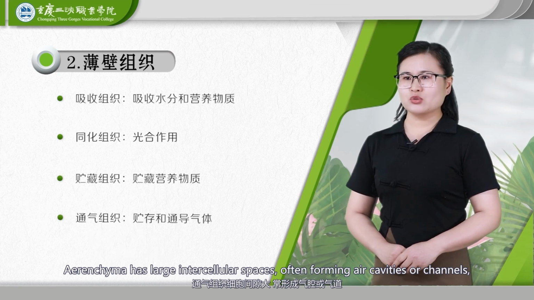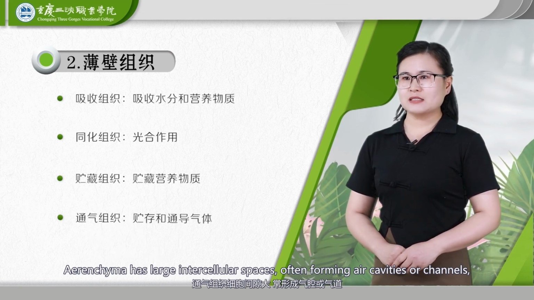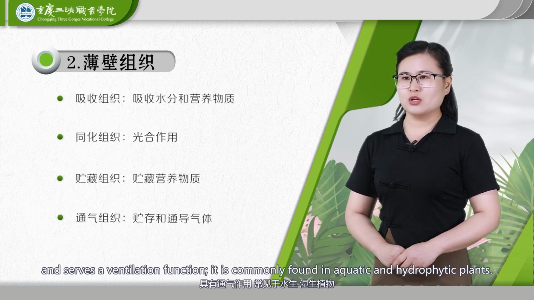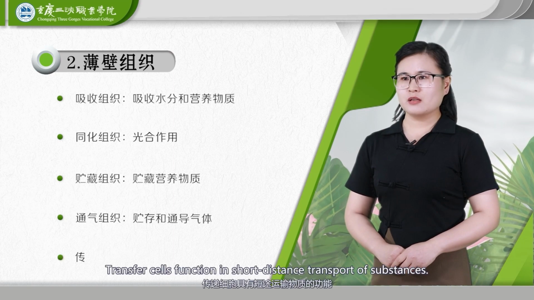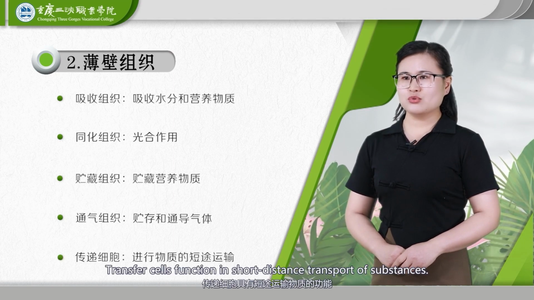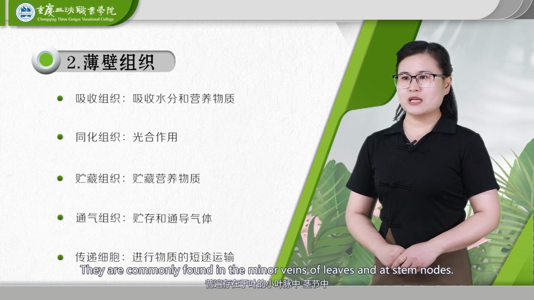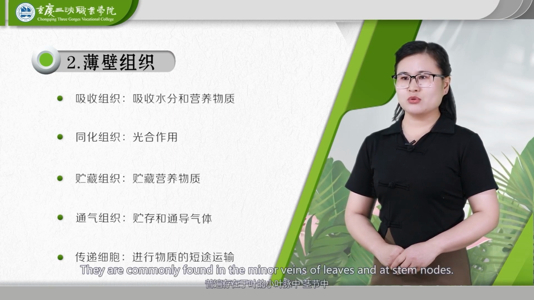Aerenchyma has large intercellular spaces, often forming air cavities or channels, and serves a ventilation function. It is commonly found in aquatic and hydrophytic plants. Transfer cells function in short-distance transport of substances. They are commonly found in the minor veins of leaves and at stem nodes.